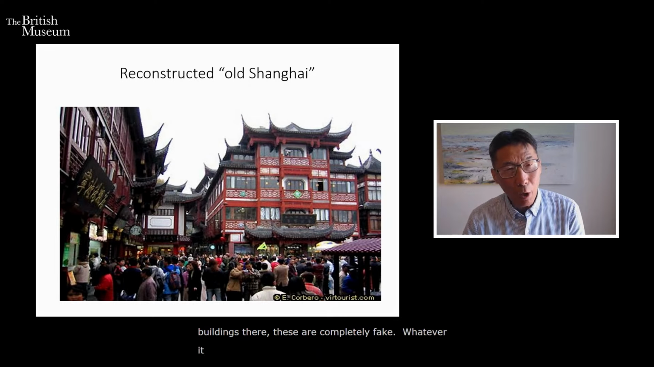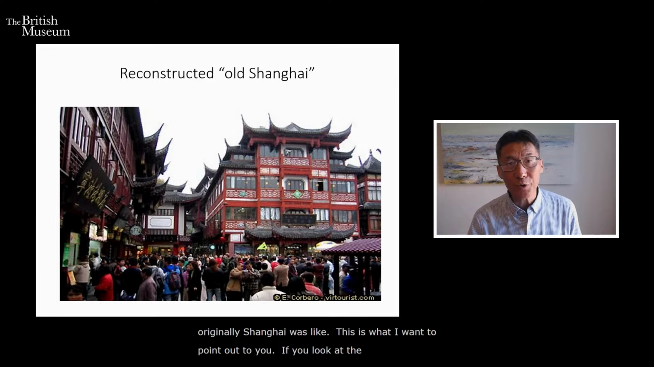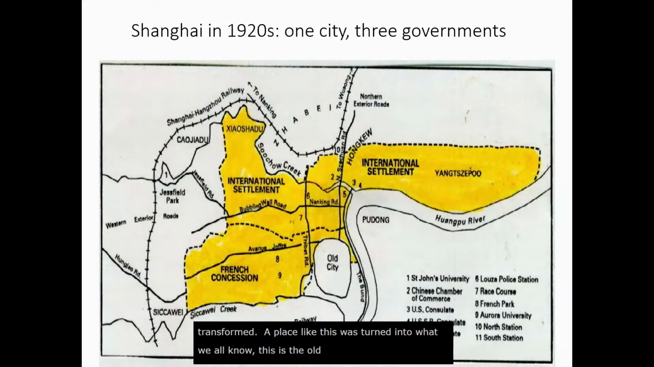When you look at the stagnancy of overall Chinese GDP, but then you look at a city like Shanghai, it's completely transformed. A place like this was turned into what we know now. This is the old city. Remember the old little circle? That's what it was. So the city grew outside, in particular the international settlement and the French concession, okay? And that became, in many ways, the key to finance and to intellectual development. We see the modern Communist Party was born in there as well, okay?